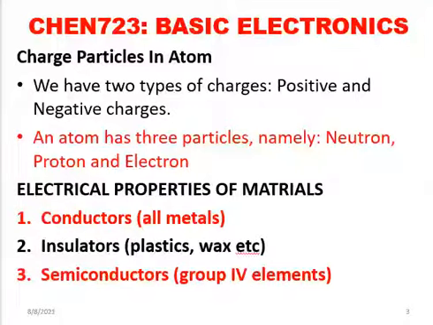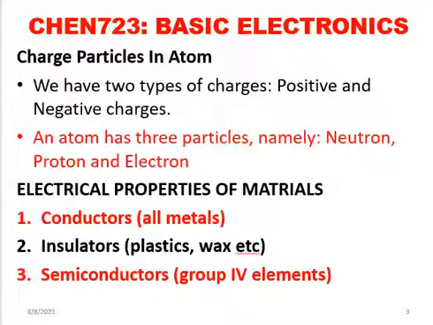Now, what are the three categories of any material in terms of conductivity of electricity? We have conductors, insulators, and semiconductors. Conductors are those materials that allow the movement of electric charges through them, and they are basically all the metals we know. But even among the metals, some are better in conductivity than others. For instance, copper and aluminium are good conductors as compared to other metals.